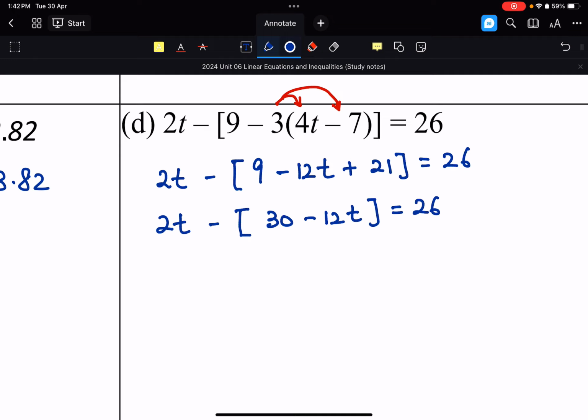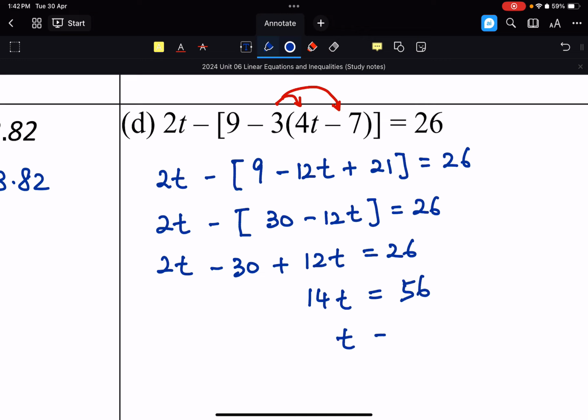And then we can distribute this negative in properly. So 2t minus 30 plus 12t equals 26. 2t plus 12t gives us 14t. And 26 plus 30 gives us 56. Therefore, t is equal to 56 divided by 14, which is actually 4. I hope you have been successful.